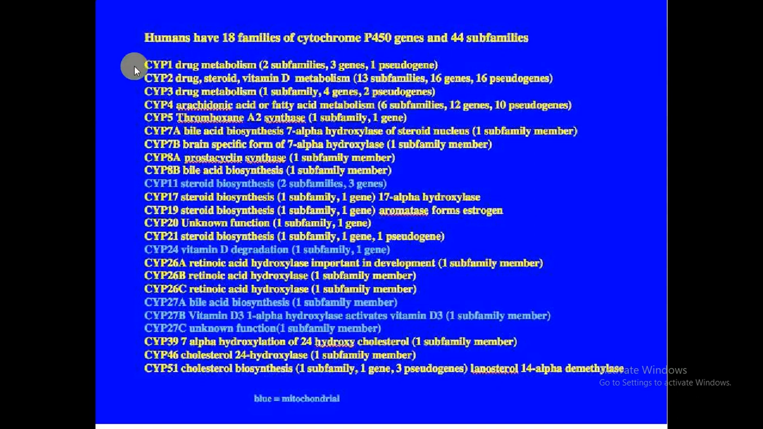If we compare cytochrome P1 and P2, you will see a lot of difference. In cytochrome P1 there are 2 subfamilies, while in cytochrome P2 there are 13 subfamilies. In cytochrome P1 there are 3 genes, while in cytochrome P2 there are 16 genes. And in cytochrome P1 there is only 1 pseudogene, while in cytochrome P2 there are 16 pseudogenes.